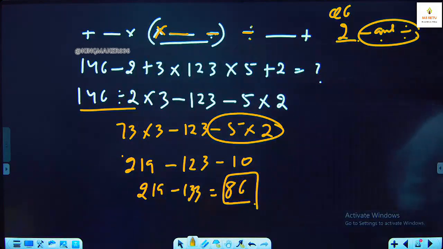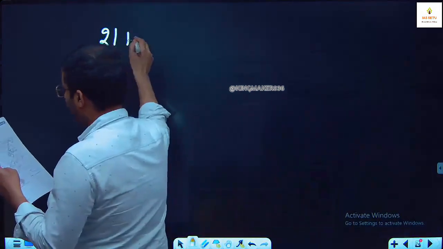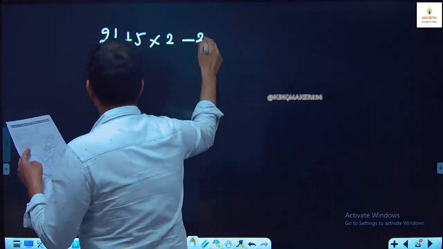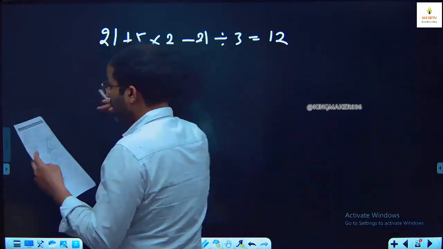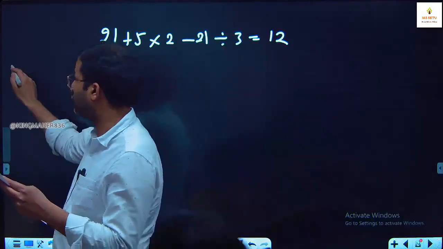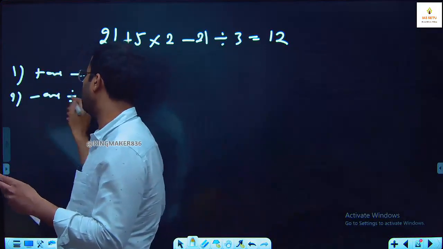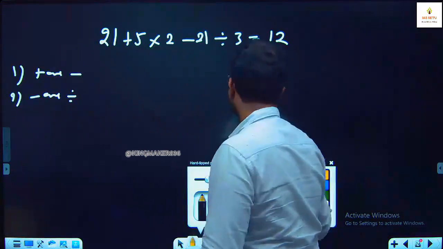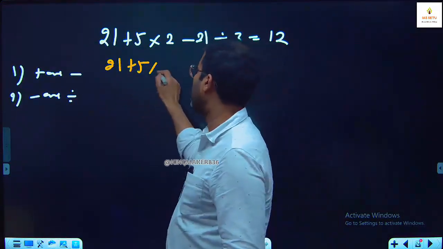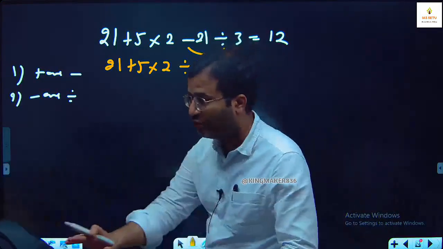ओके जी ऑनलाइन स्टूडेंट्स, क्वेश्चन नंबर 6 में देयर इज ए करेक्शन. 21 plus 5 into 2 minus 21 divided by 3 is equal to 12. Which of the two signs should be interchanged in order to make the following equation correct? Answer option 1 is plus and minus. Answer option 2 is minus and division. Minus और division को interchange करना है, तो उसके बाद क्या होगा? It is 21 plus 5 into 2 divided by 21 minus 3. ये interchange है.